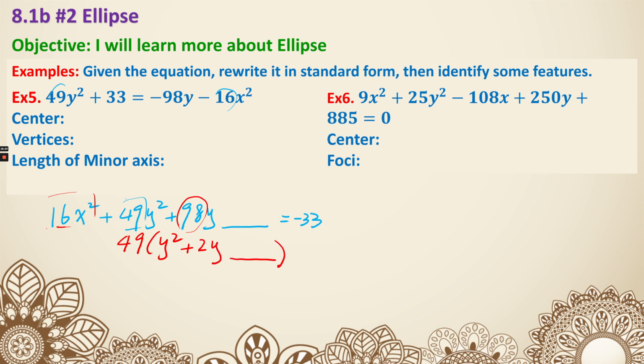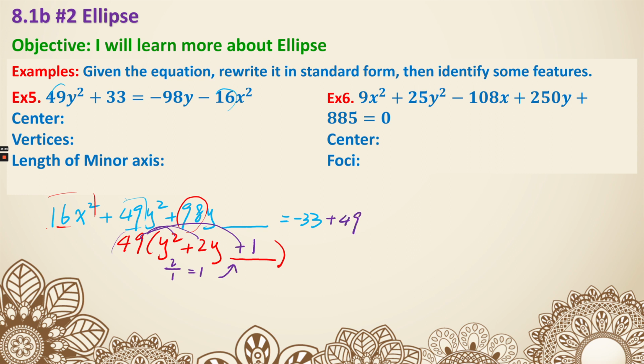Now we have a space. We can figure out that space very easily. 2 over 2, which is 1, then square it, and we'll have a plus 1. But something to be careful about: remember, this one is inside the parentheses. You still have the 49 outside the parentheses to multiply with everything. So in fact, on the right side, when we try to balance the equation, it's not just a plus 1. It's actually a plus 49.